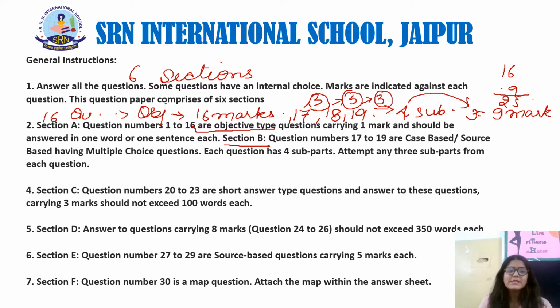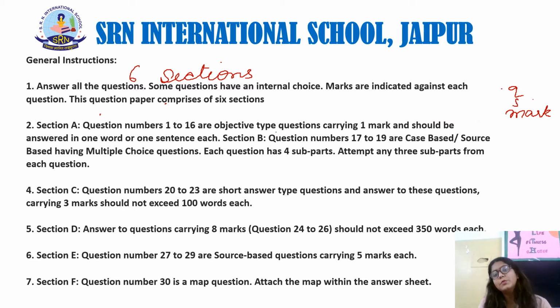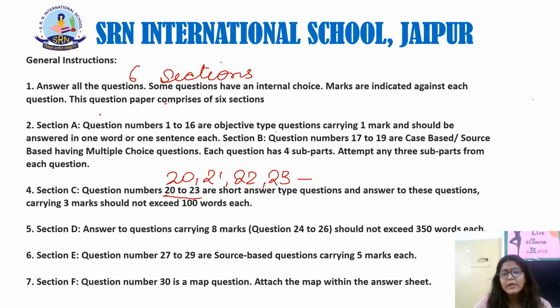Let us move towards Section C. There would be 4 questions actually, 20, 21, 22 and 23. Each question carries 3 marks, so that makes Section C 12 marks, 3 into 4, that is 12 marks.